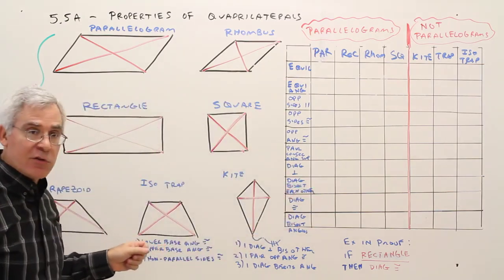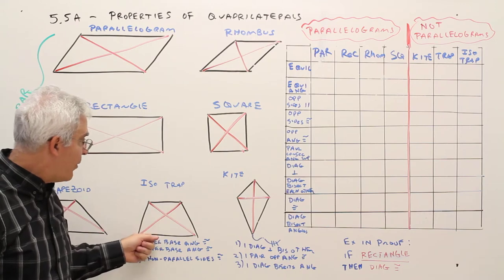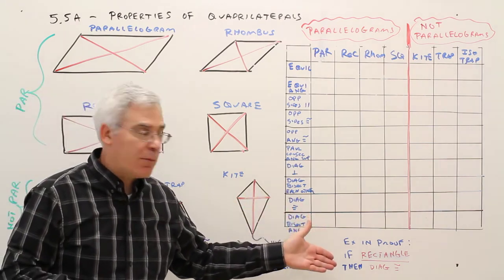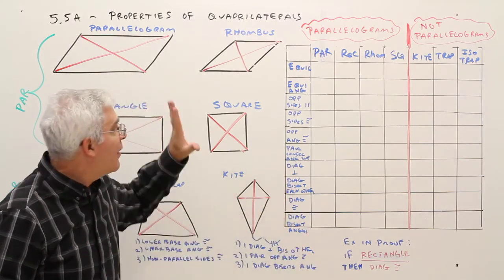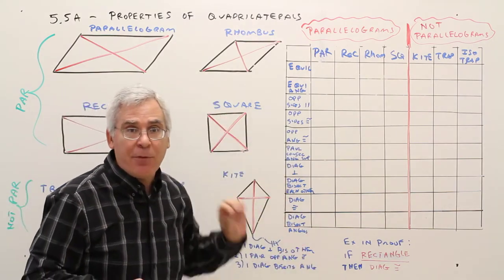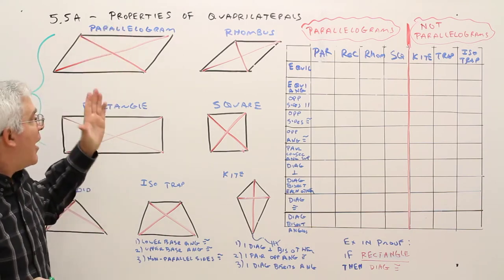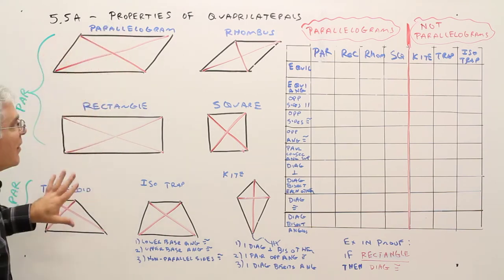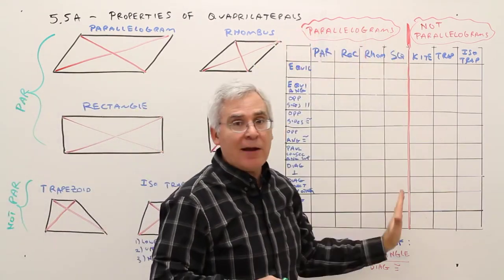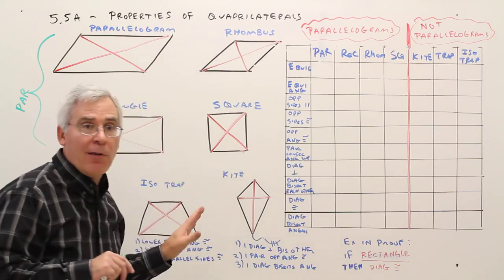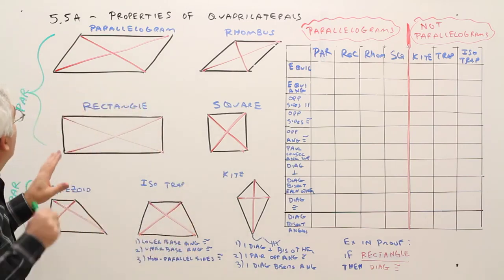I've written some additional properties for the isosceles trapezoid and the kite, and I've also given you an example of how you do this in the proofs. So let me show you how to fill out this chart. I'm going to start with the parallelogram, and notice these are all parallelograms, these are not. In the chart, put a line here. I'm going to start with the parallelogram first.